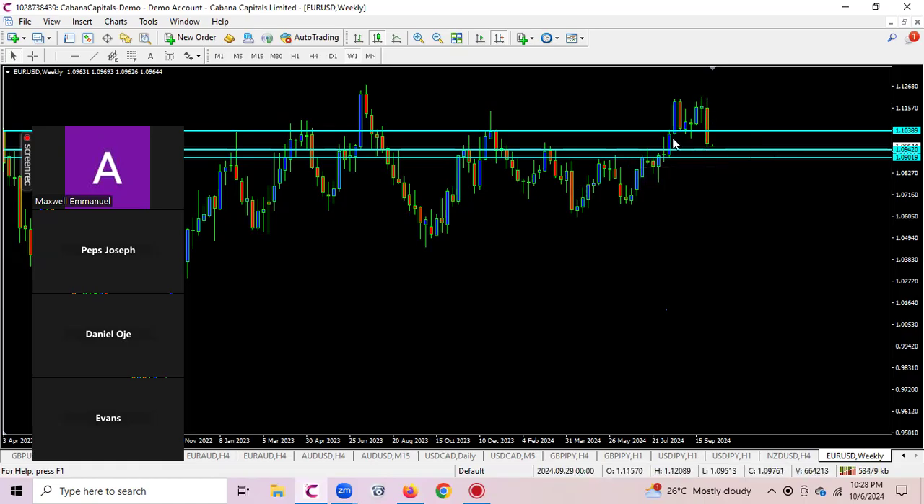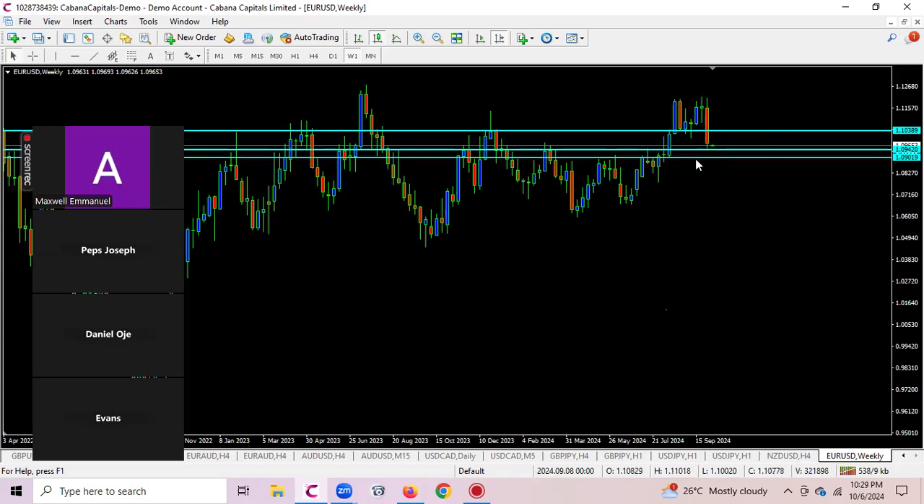So price tested this resistance level last week. After the formation of last week's candle, what pattern do we have on the lower time frame? Retail traders will see this as a breakout from that support. If there is a breakout from this support, then we should expect price to pull back and test this support that has become a resistance. That's like a break and retest before we go bearish.